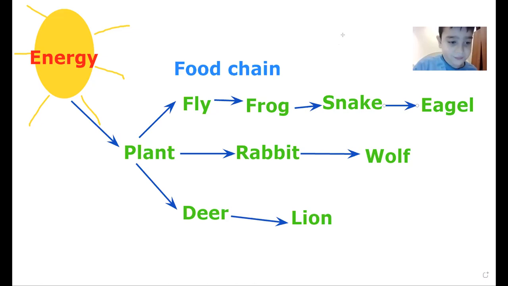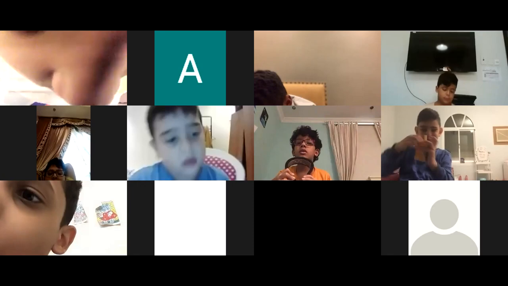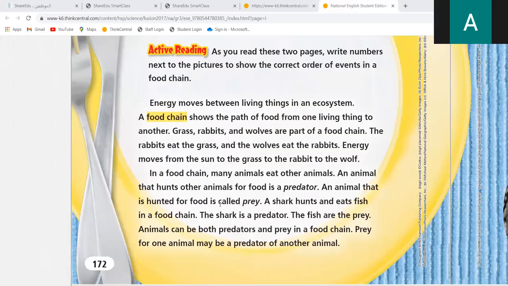Eagle. Habibi, if a snake is eating the frog. Snake. Yes, the snake is the predator and the frog is the prey. Now, if the eagle is eating the snake. The eagle. Eagle is the predator. And the snake is the prey. So now we learned that an animal can sometimes be a prey and sometimes it can be a predator.